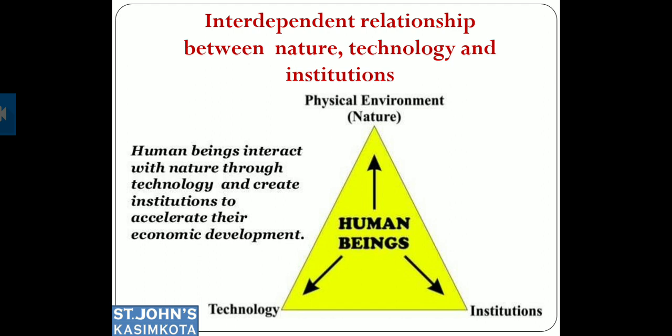So, the interdependent relation between nature, technology and institutions. The physical environment consists of nature. We have various institutions also, and technology. Human beings interact with nature through technology and create institutions to accelerate their economic development. So this clearly shows the interdependent relation between nature, technology and institutions.